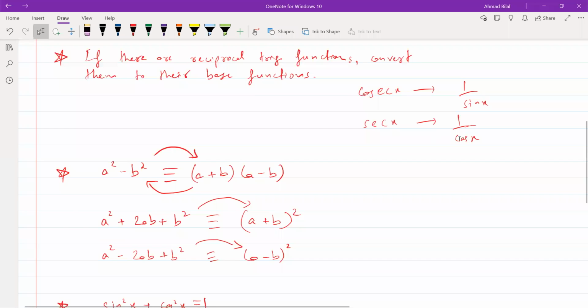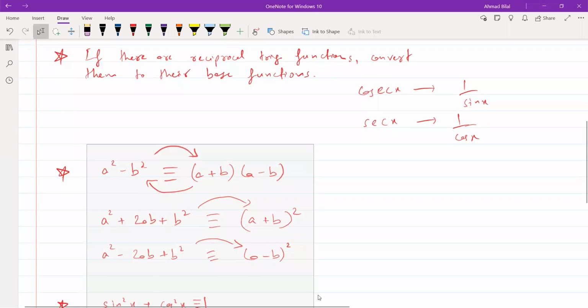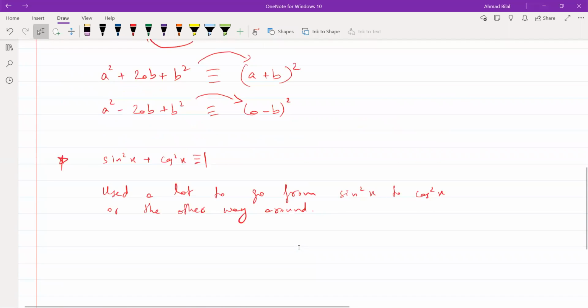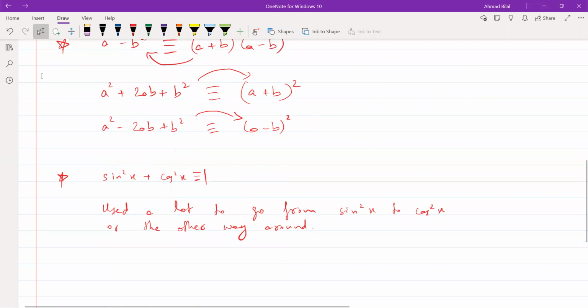Reciprocal functions हो तो उसको base में convert कर लें. ये आपके पास जो algebraic identities थी ये बहुत ज़्यादा use होंगी. आपको अक्सर factorize करना पड़ेगा. Factorize करके you may need to cancel some things in the numerator and the denominator. So उसमें ये बहुत ज़्यादा use हुआ करेगा. So you should have this in your mind. There are a couple of more as well that I was thinking about, but I'm not remembering them right now.